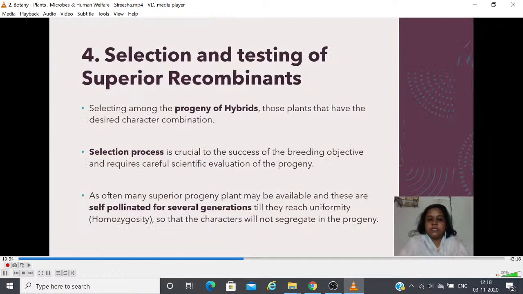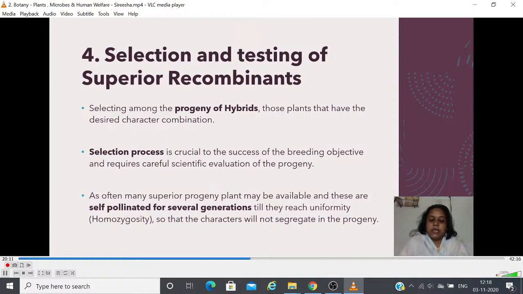And the fourth step is the selection and testing of superior recombinants. Selecting among the progeny of hybrids those plants that have the desired character combination. That is, whatever characters we are looking for in the plant, these are first selected. The selection process is crucial to the success of the breeding objective and requires careful scientific evaluation of the progeny. This selection process is very important, and it is also required to test whether the qualities are present or not.